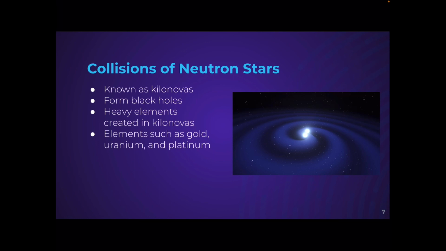These collisions also create heavy elements like gold, uranium, platinum, and more. These elements can make their way into solar nebulas. When the nebula becomes a solar system, the elements fall onto the planets. Many of the heavy elements from our own Earth come from the destruction of two neutron stars.